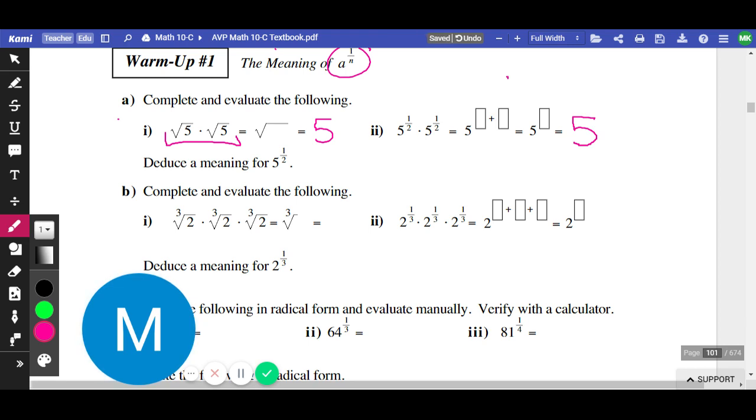All right. That means that if root 5 times root 5 equals 5, and 5 to the power of 1/2 times 5 to the power of 1/2 equals 5, then these things must actually be the same thing. Right? That kind of makes sense. This means that 5 to the power of 1/2 equals the square root of 5. It's the same thing.